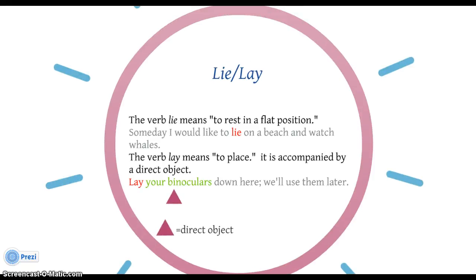Let's start off by talking about the verbs lie and lay. The verb lie, L-I-E, means to rest in a flat position. So let's look at the example sentence. Someday I would like to lie on a beach and watch whales.